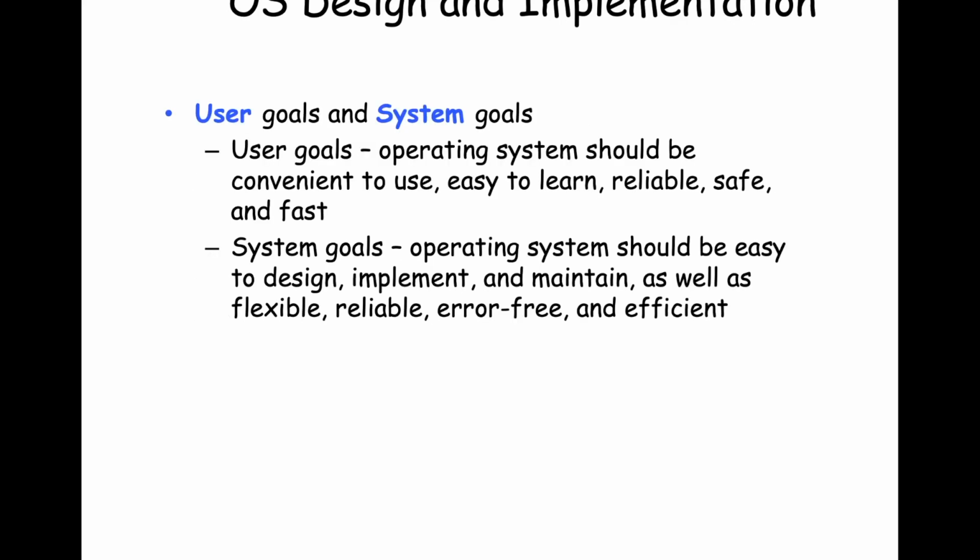And so we also have user goals and system goals. And so for a user, you might want an operating system to be accessible, convenient to use, or maybe it's easy to learn. You don't have to read through thousands of pages of manuals in order to do basic things on it. It has to be reliable.